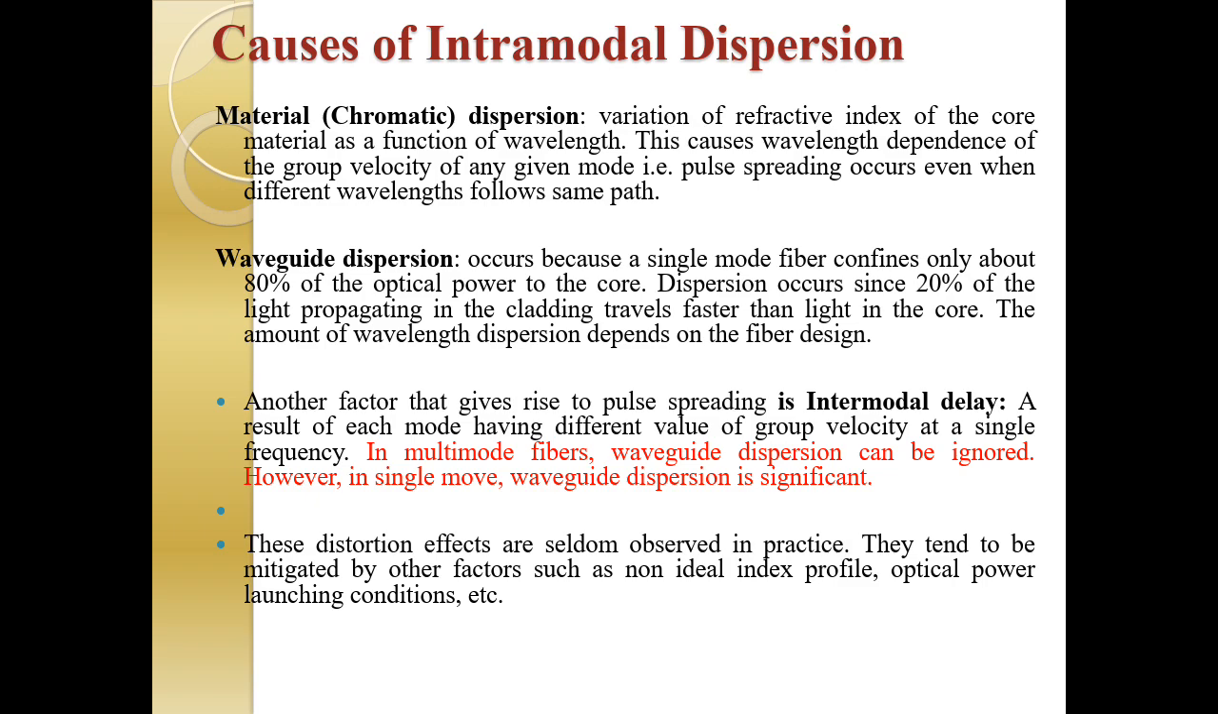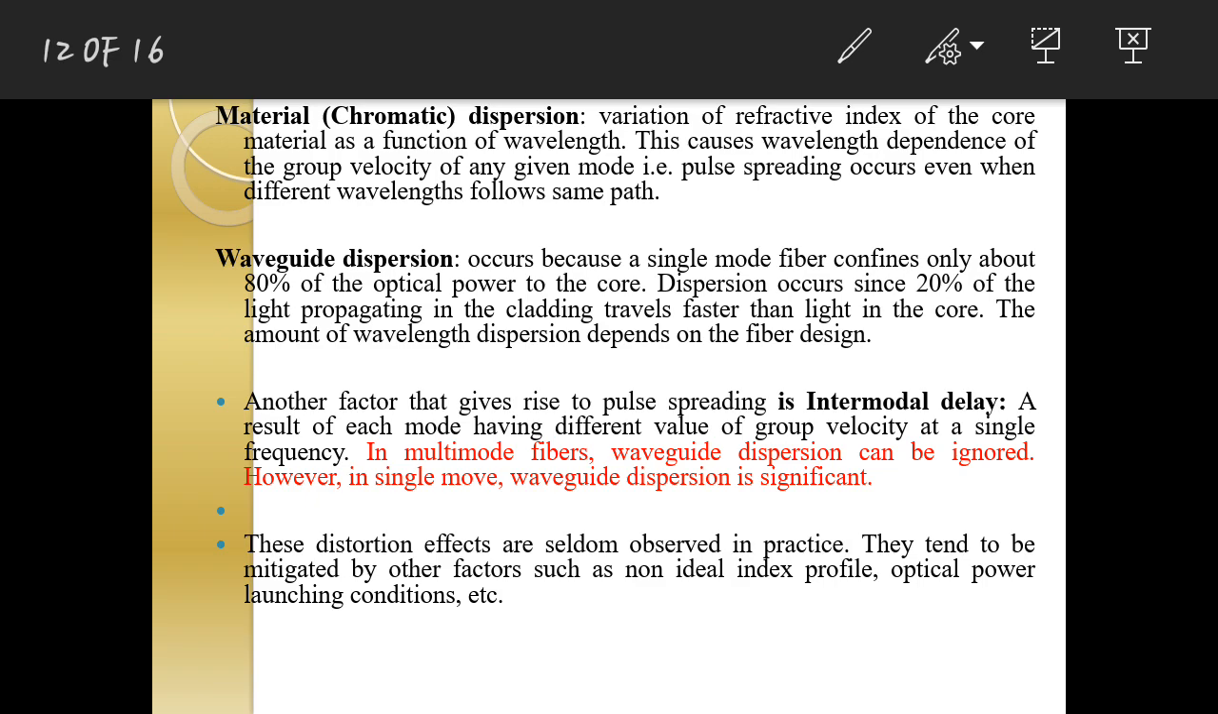What are the causes of this intramodal dispersion? You have two types in intramodal. One is called material, the next is called waveguide. As you can find from the name itself, material dispersion occurs due to the variation in the refractive index of your core medium. So n1 is varied. If you vary the value of n1, the refractive index of the core medium, this can produce some dispersion loss to the system.